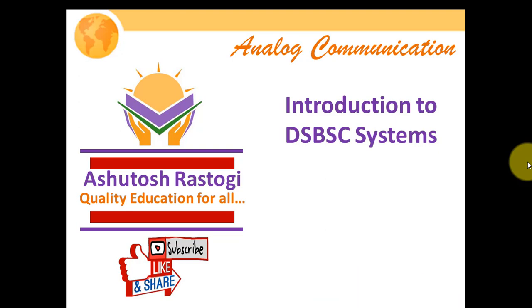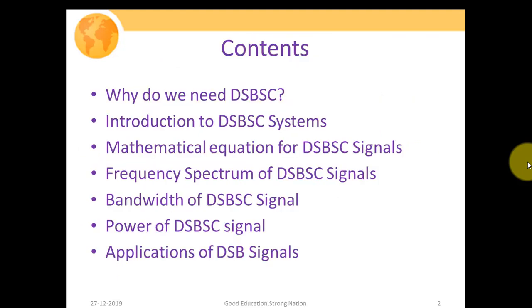Today we are going to discuss an introduction to the double sideband suppressed carrier systems. These are the contents. We are going to start with the need of double sideband suppressed carrier systems, followed by the basic introduction to the double sideband suppressed carrier systems. Then we will try to formulate the mathematical equation for double sideband suppressed carrier signals, which will be followed by the frequency spectrum of DSBSC signals. Then we are going to calculate the bandwidth of double sideband suppressed carrier systems. Then we're going to calculate the power of the double sideband suppressed carrier systems, and finally we're going to conclude with the applications of double sideband suppressed carrier signals.